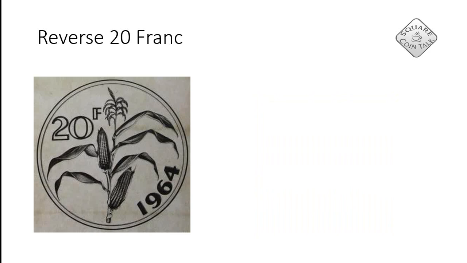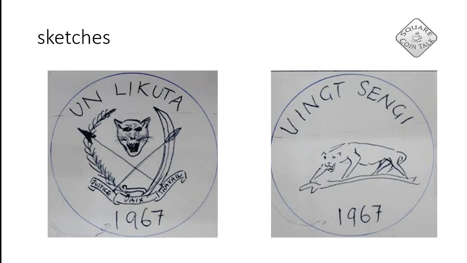And we have a reverse for a 20 franc. The mice is bigger here, nicer. And here we have some initial sketches. This is how he worked.